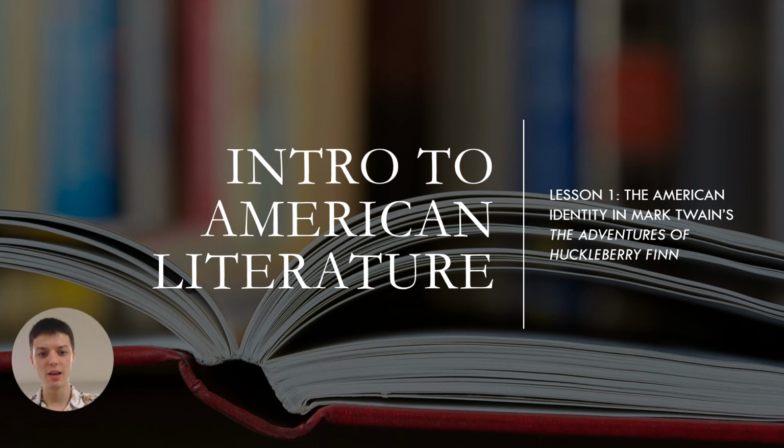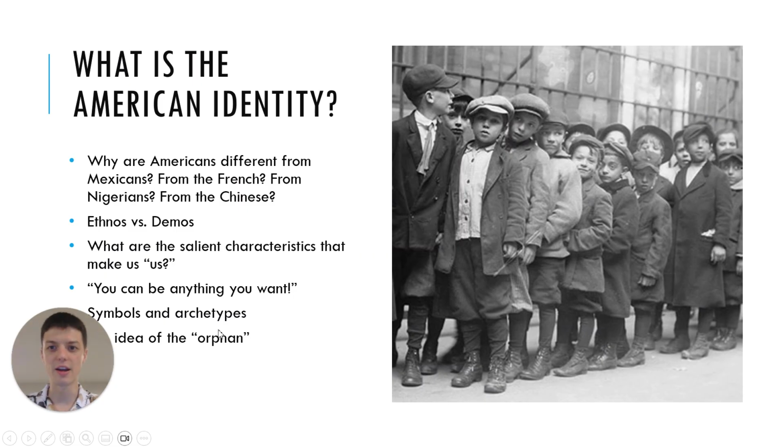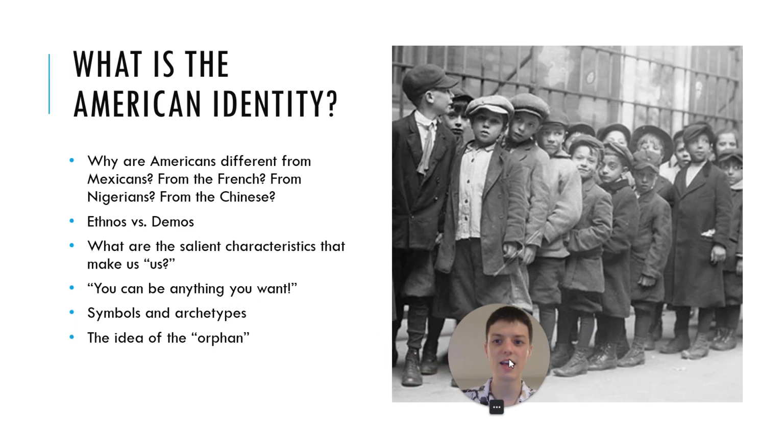So moving in, let's see here. There we go. What is the American identity? This is the big question we're going to be asking today. Why are Americans different from Mexicans? Why are Americans different from the French? Why are Americans different from Nigerians, from the Chinese? These are big questions because the idea that we want to get at, what we're trying to understand when we approach literature through this national lens is what makes Americans distinct from other people? What are the big ideas that we have that other people do not share?